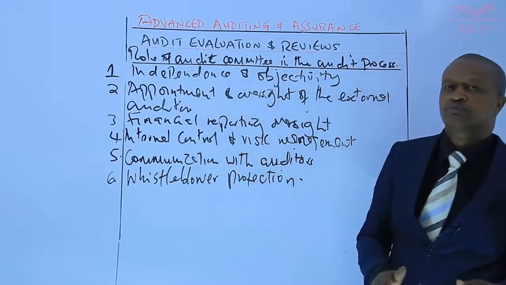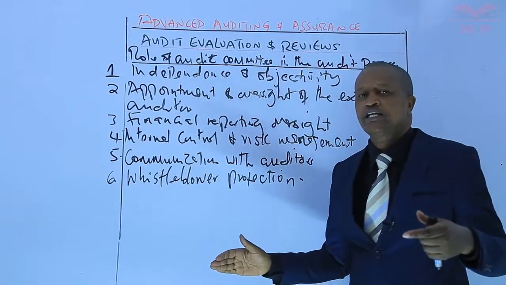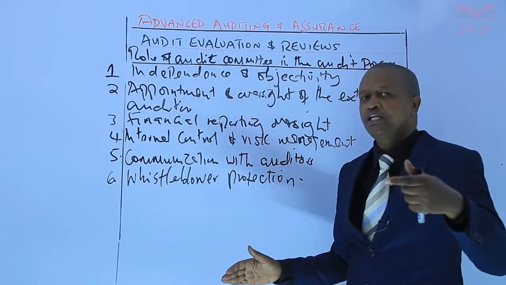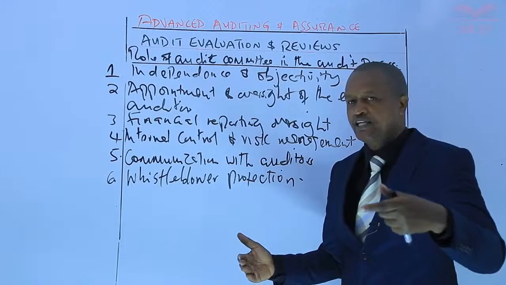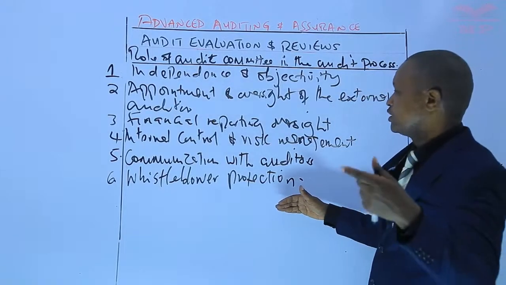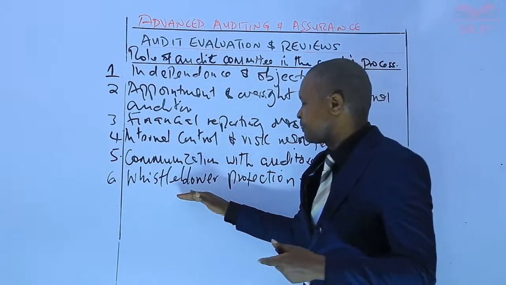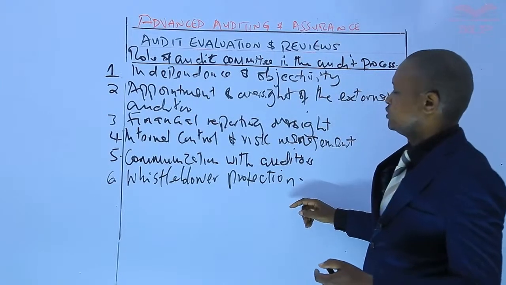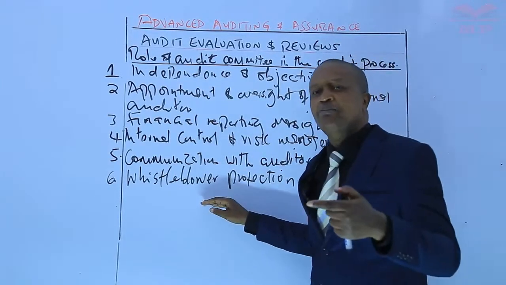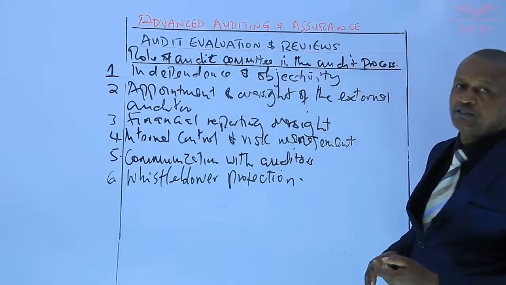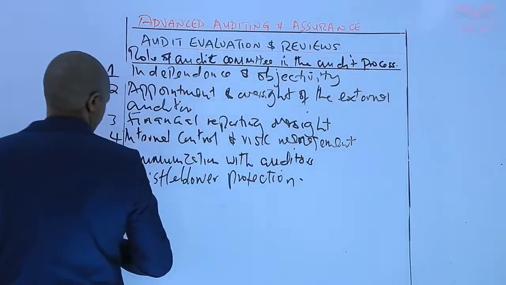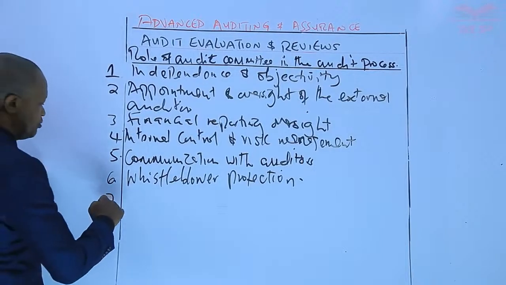This committee ensures that there are appropriate measures in place to investigate and address reported concerns. So it is the role of the audit committee to ensure that whistleblowers are protected. Number 7, legal and regulatory compliance.